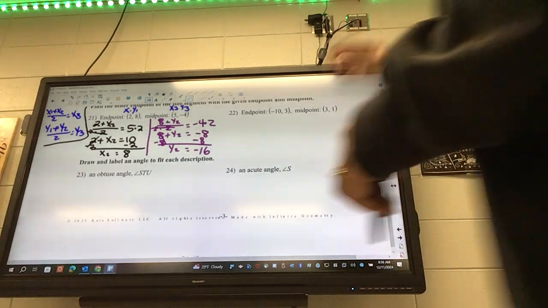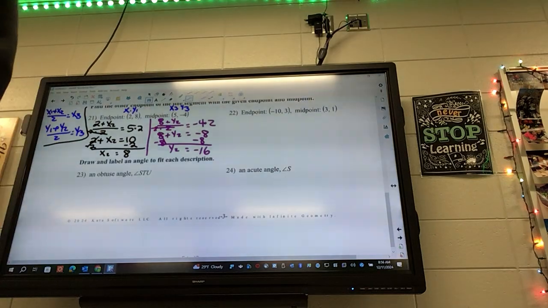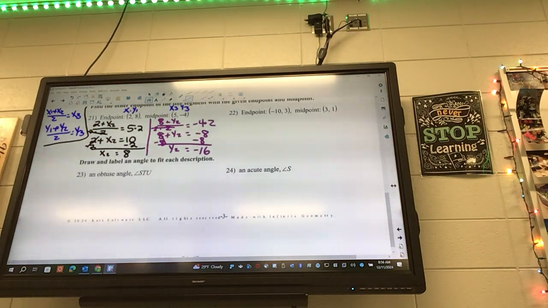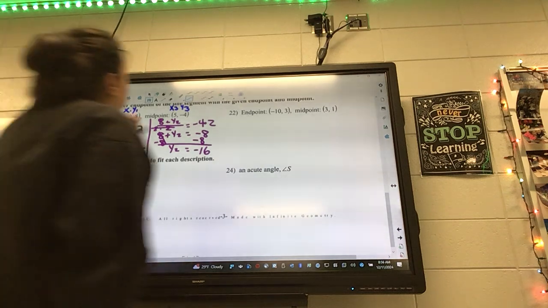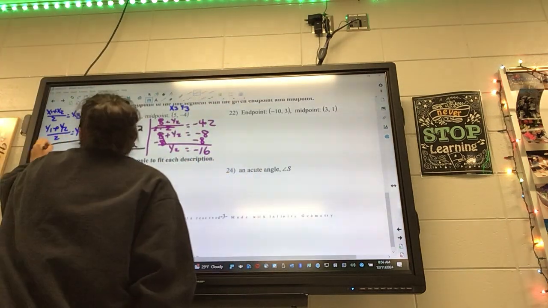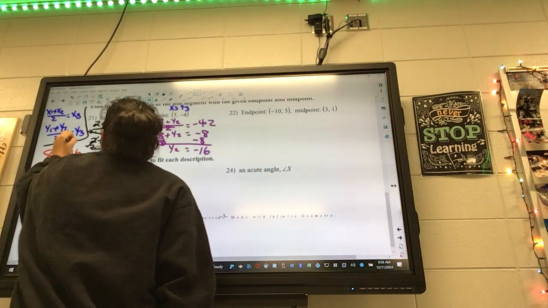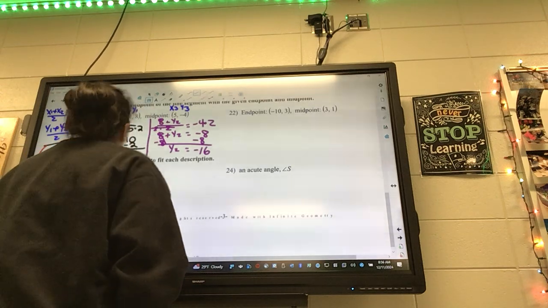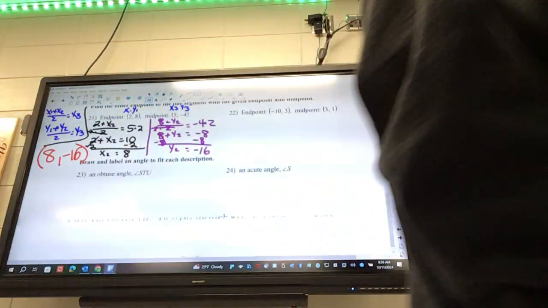Okay, if you need to, take a picture of this. If you're not gonna be able to write it all on yours, you can write it somewhere else on this sheet. And then lastly, just so I don't forget, you do have to write this as a coordinate. So the coordinate is gonna be 8, comma, negative 16, is really your answer, or would be your answer on the answer key.